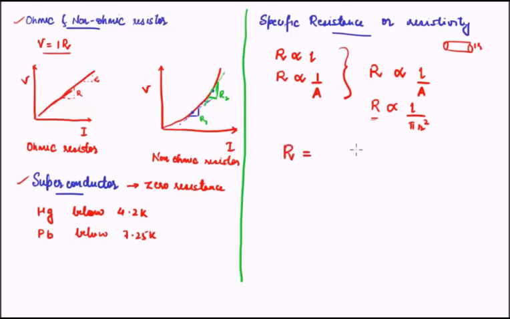Let's introduce the proportionality constant. R is equal to, I will use this convention, rho. This is our specific resistance. I will introduce it in detail. L, length upon area.